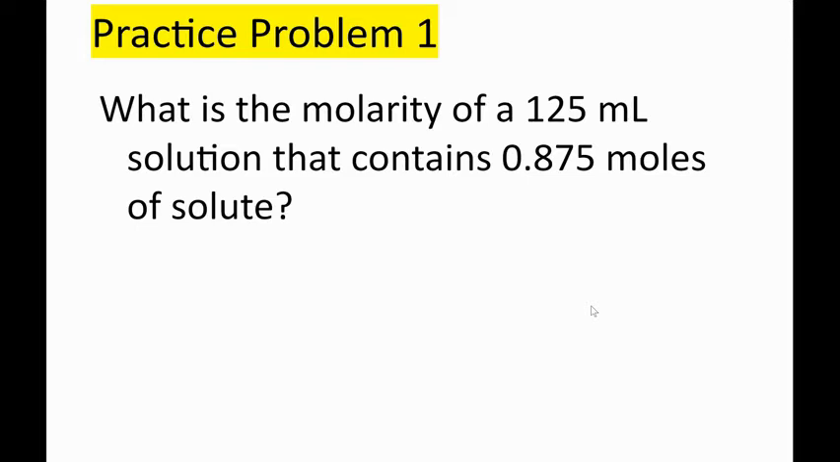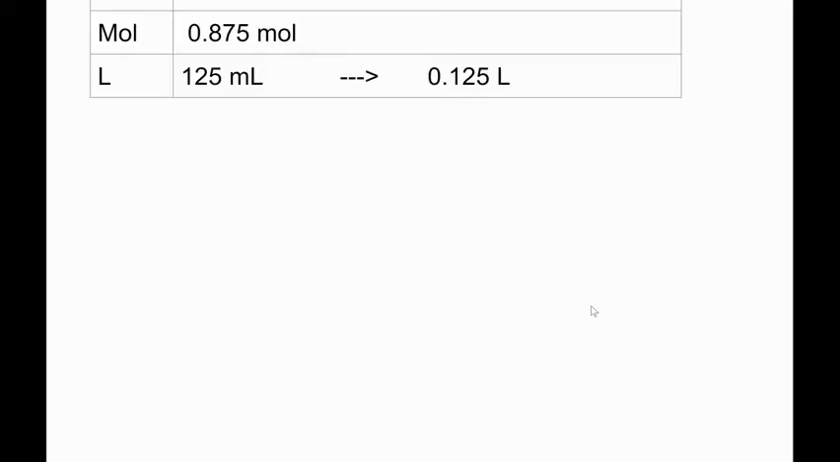So let's record our first problem on your paper and try it out. What's the molarity of a 125 milliliter solution that contains 0.875 moles of solute? Let's start by identifying our givens. We know that the volume of the solution is 125 milliliters, and there's 0.875 moles of solute present. Thus, our unknown is molarity. That's what we're solving for.